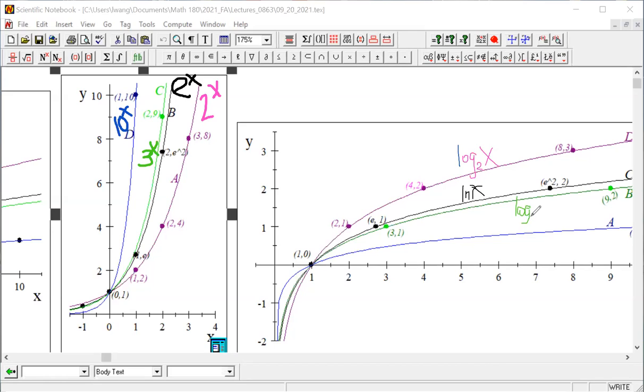Log base what? Do you have a chat message, Professor? 3. Yep. Very good. The last one, but not least. Useful, you know, earthquake measurement, right? Blue. Base, what's a base?